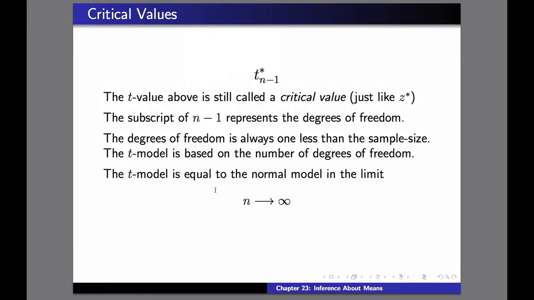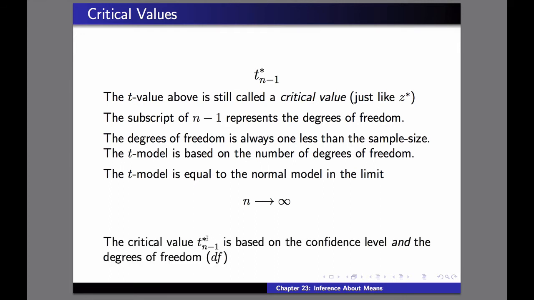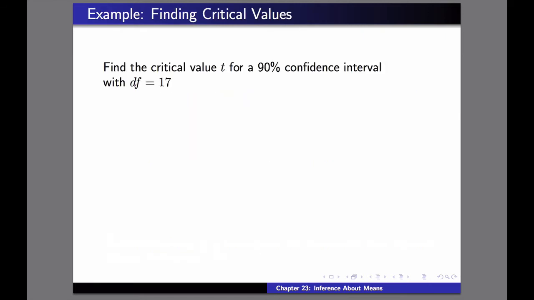Okay, well, as we just looked at, when N increases, it looks more and more like the normal model. So in fact, it's equal to the normal model when N goes to infinity. Now, the whole point of doing statistics is to avoid sample sizes like this, to avoid doing censuses, right? We want to just take a sample and try to understand as much as we can about the population from that sample. Now, the last thing that I'm going to reiterate here is that this critical value is based on the confidence level and the degrees of freedom. Okay, so let's do an example. Let's find the critical value T for a 90% confidence interval with 17 degrees of freedom.